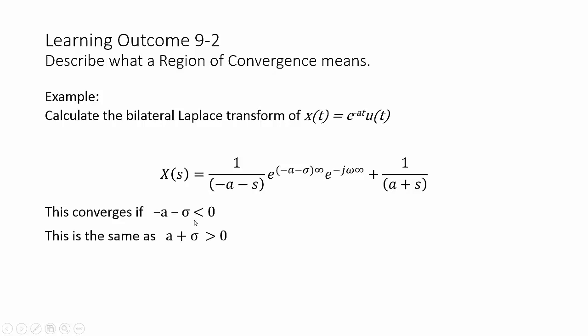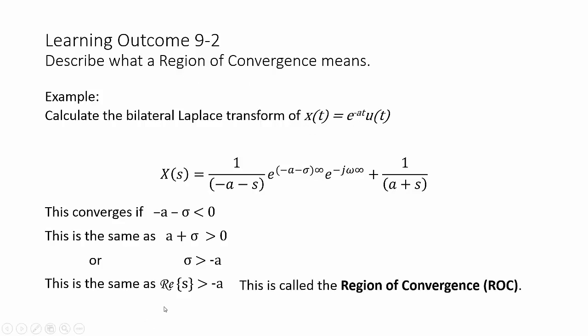Saying that minus a minus sigma is less than 0 is the same thing as saying positive a plus sigma is greater than 0, or that sigma is greater than negative a. Because sigma is the real part of our complex variable s, we can replace sigma with real of s, and this is how you'll see it written. That says that this integral will converge whenever the real part of s is greater than negative a. That's our region of convergence for this signal. So real of s greater than negative a is our region of convergence, ROC.